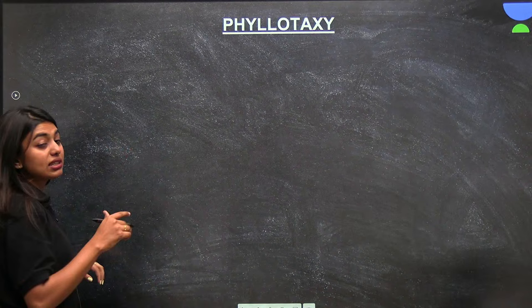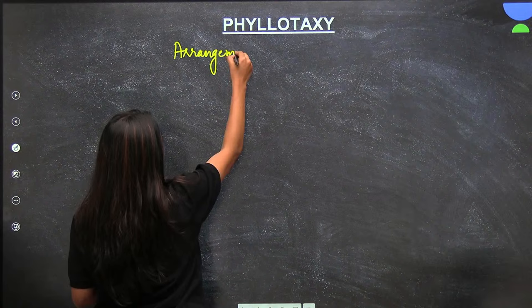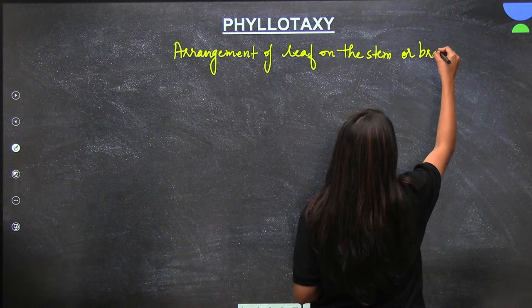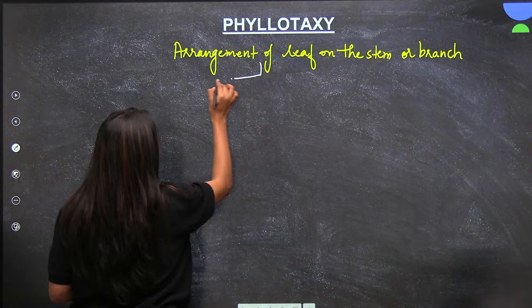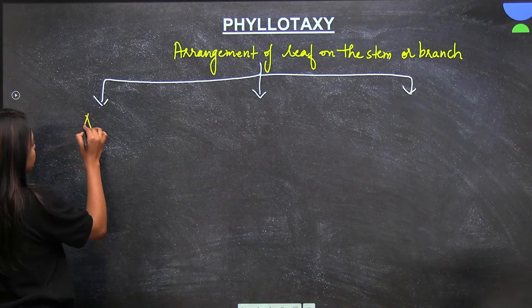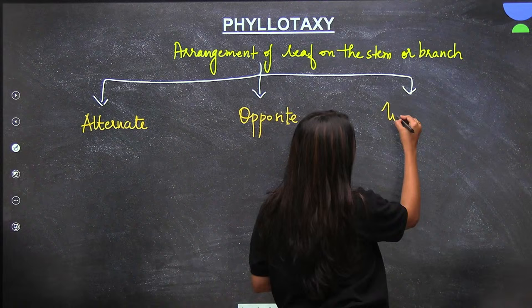Now, students, phyllotaxy. Phyllotaxy means the arrangement of leaves on the stem or branch. Depending on this, it is divided into three types. The first type is called alternate. The second type is called opposite. The third type is called whorled.